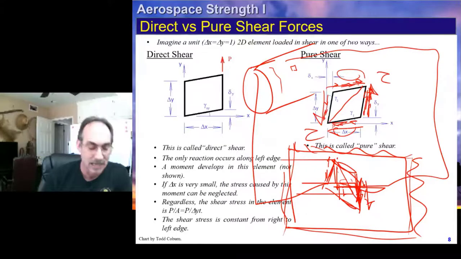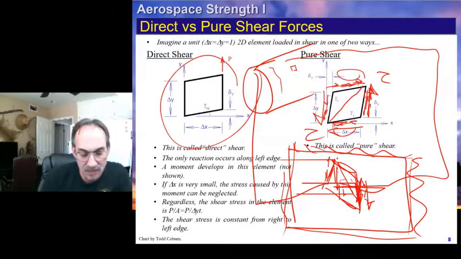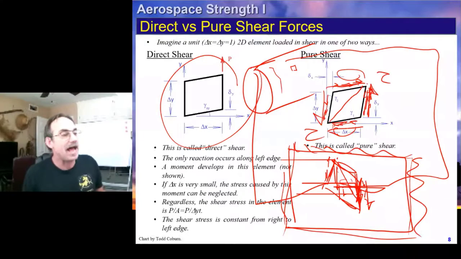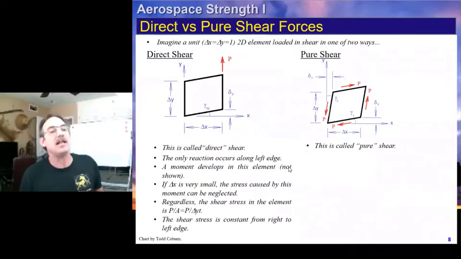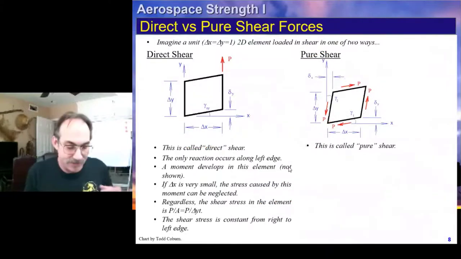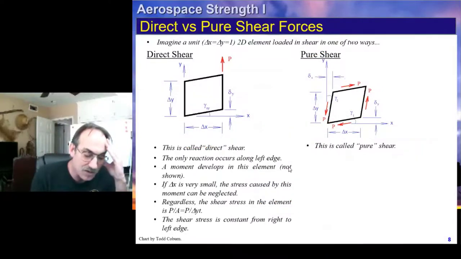Okay? Even if it was the same dimensions of the little element, we now have a stress, which actually has a shear stress on all four faces. So that is what we're going to call pure shear because it's a little incremental element in a continuous piece. And we're going to call this pure shear stress.